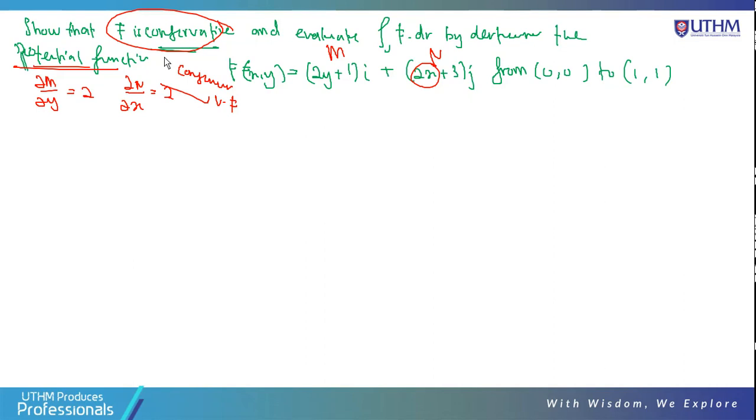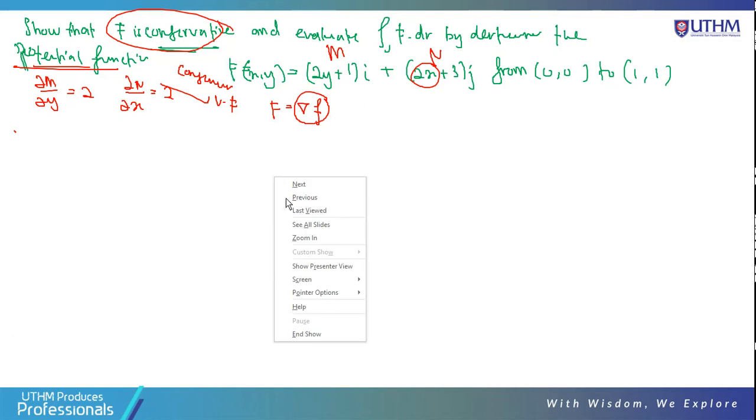We know that if it is conservative, that means the vector field equals the gradient of the potential function. So the first step, we split it into two so that we can do it on one page.